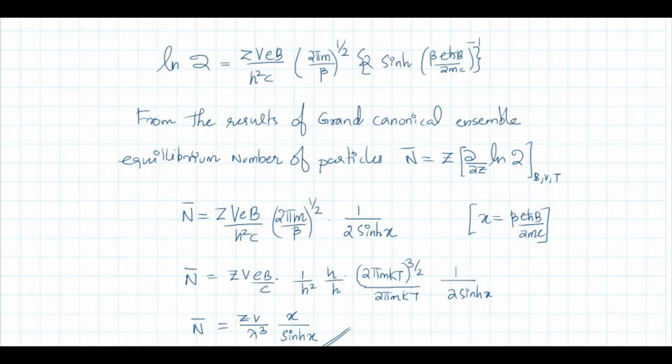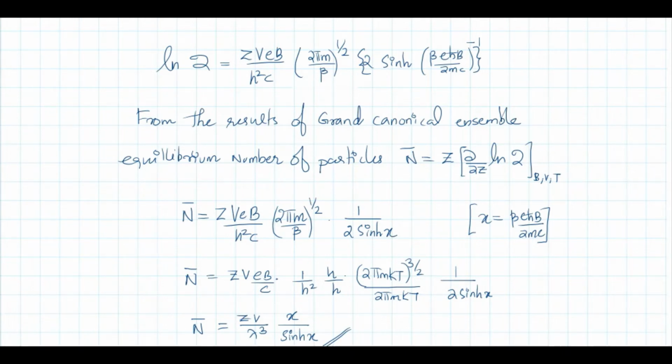So take the derivative with respect to z of this quantity. You will get, then multiply with a z, Z Veb by h square c, 2 pi m by beta whole raised to half, 1 by 2 sinh x, where I replaced this entire quantity, beta eh cut b by 2mc, with x. Call it x.